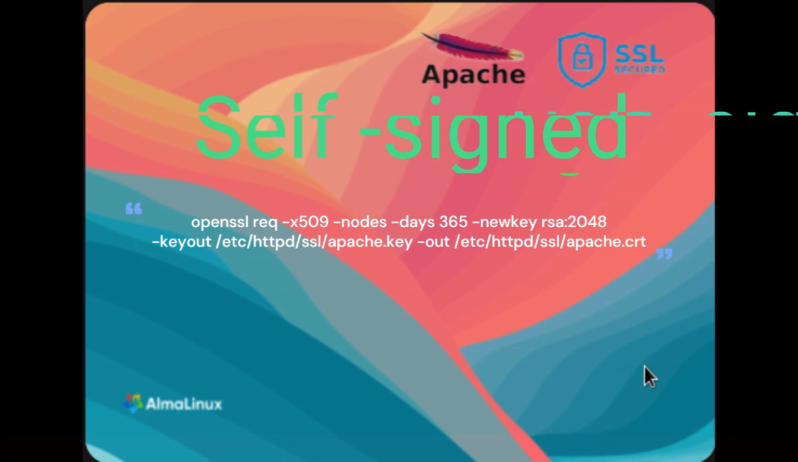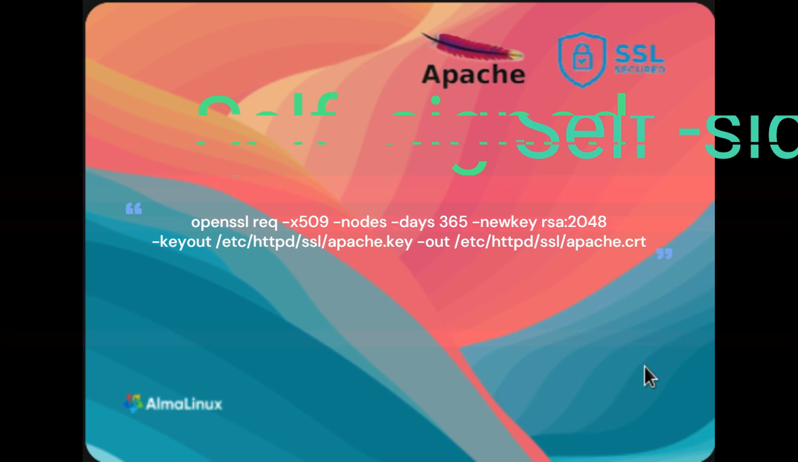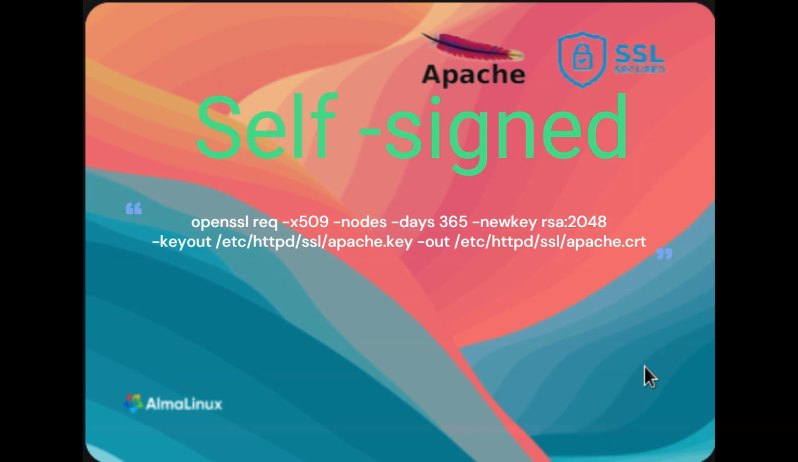5. Days 365. This option sets the validity period for the certificate in days. In this case, the certificate will be valid for 365 days, 1 year. You can adjust this value to set the validity period as needed. 6. New key RSA 2048. This option generates a new RSA private key with a length of 2048 bits. RSA is a widely used asymmetric encryption algorithm for SSL certificates. You can change the key length by modifying the number after RSA, for example, RSA 4096 for a 4096-bit key.